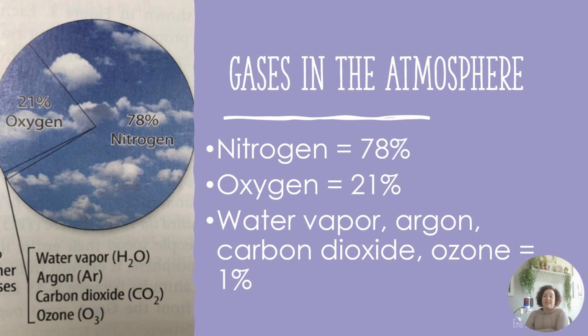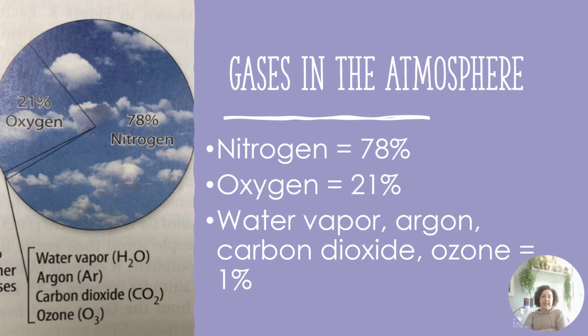78% of our atmosphere is nitrogen, which by itself, yes, would suffocate us because our bodies just don't break down nitrogen the same way that it breaks down oxygen. And then you get that last 1% that is within our atmosphere that is different things like water vapor and argon and carbon dioxide and ozone. Ozone is different than oxygen. Oxygen is O2, ozone is O3. So a little bit of difference there.